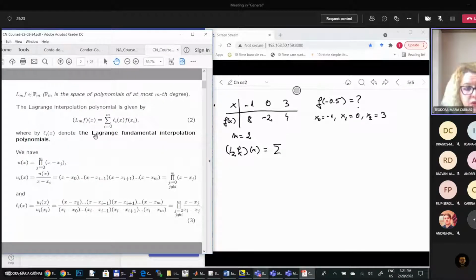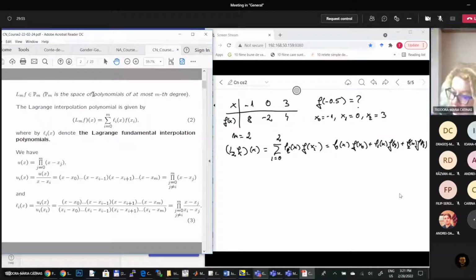Here we look at the sum over i from 0 to 2 of L_i of x times f of x_i. And now I write it using L0, L1, and L2: L0 f of x0 plus L1 f of x1 plus L2 f of x2.